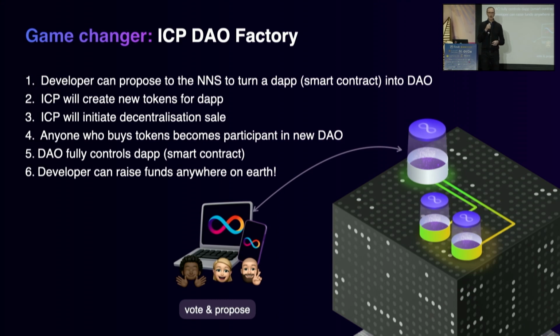First of all, which is I guess an exciting topic because there's some action happening on Saturday morning, one of the game changers is that ICP has a DAO factory built in. So as a developer, if you have some application built with smart contracts, you can submit a proposal to the Internet Computer Protocol to create a DAO for that smart contract. When the proposal gets accepted, the protocol will autonomously generate tokens, organize a decentralization sale, and then anyone who buys these newly created tokens becomes a participant in the DAO for this application. And the DAO fully controls that application. So again, just like the Internet Computer itself, you can submit proposals to change the application through that DAO. And like that, developers can also raise funds from anywhere on Earth through a decentralization sale, and the proceeds from the sale go into the treasury of that DAO.